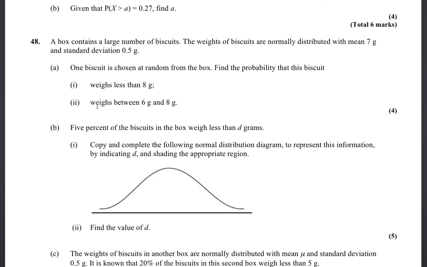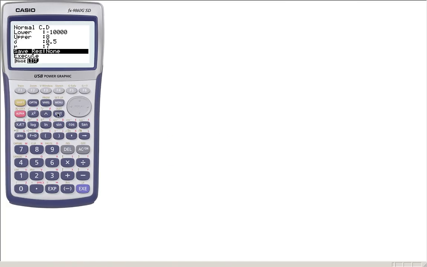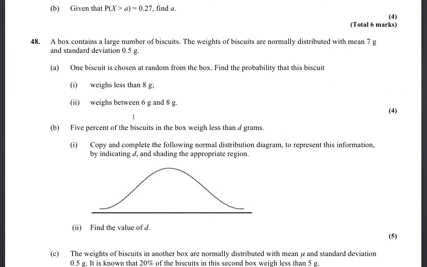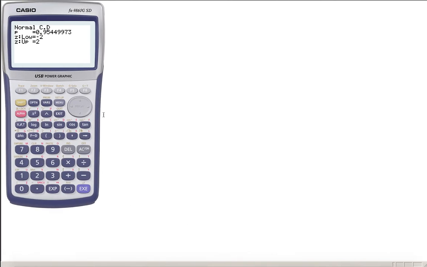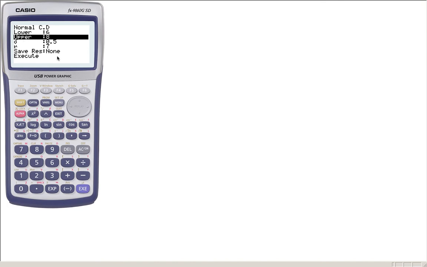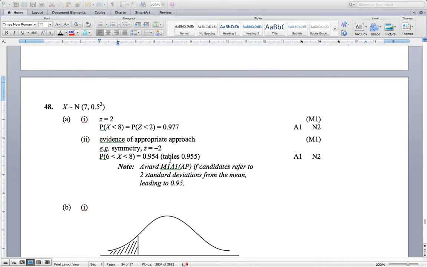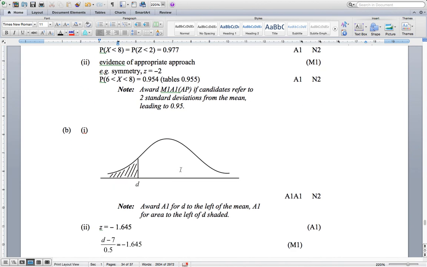What is the probability that this biscuit will weigh between 6 gram and 8 gram? Okay. Now here, in this case, the lower limit will be 6 and the upper limit will be 8, because I want to find between 6 and 8. So the answer is 0.954. Yeah, lower limit 6 and upper limit 8. So the answer is 0.954, which is correct.